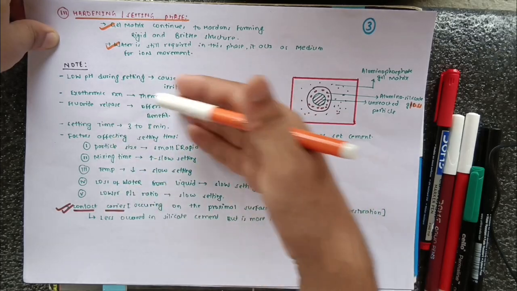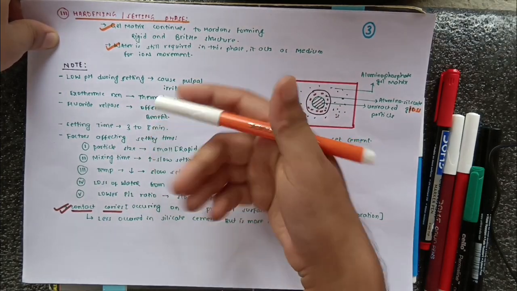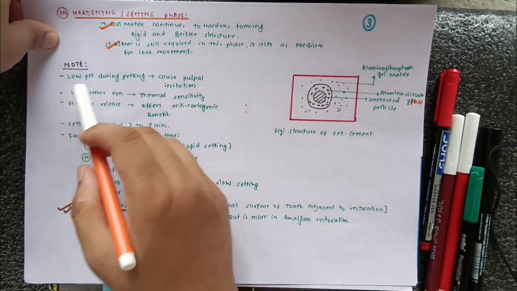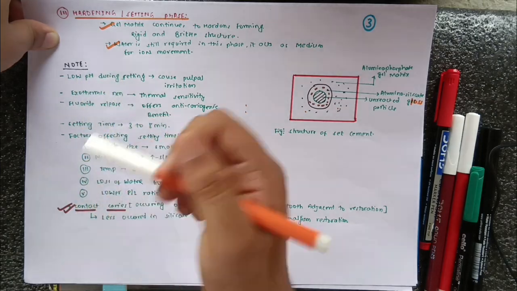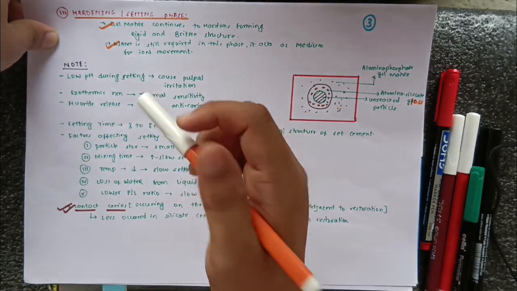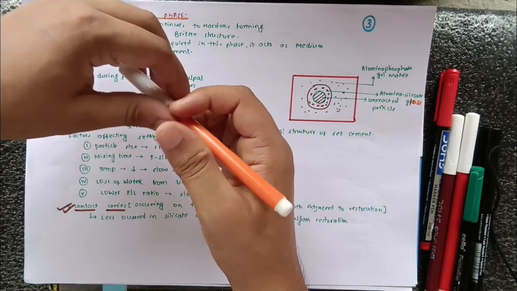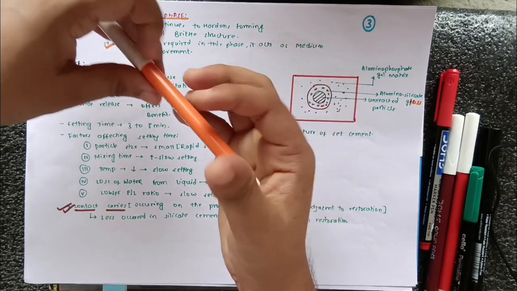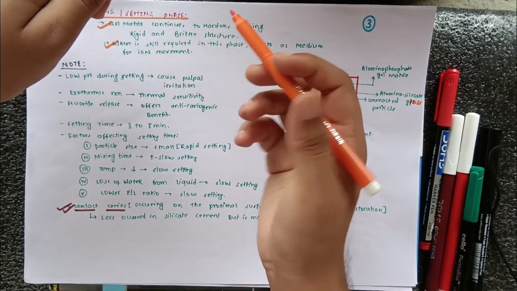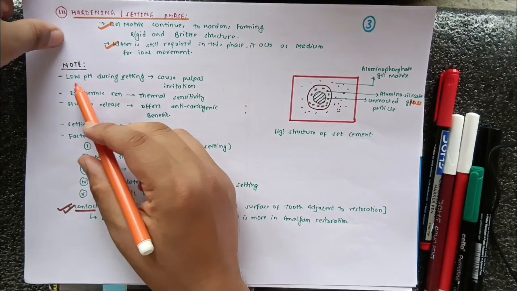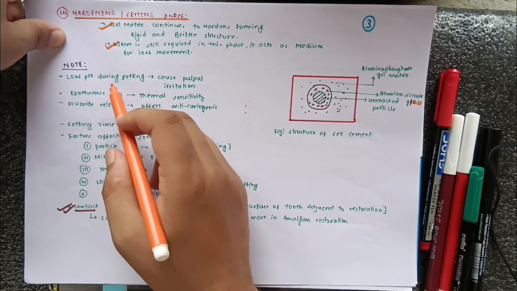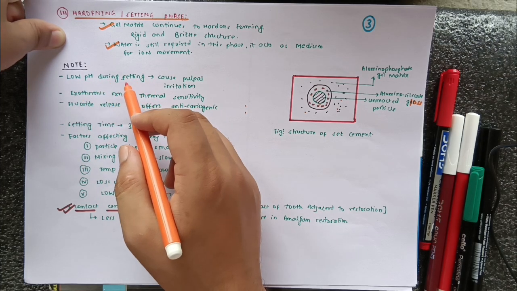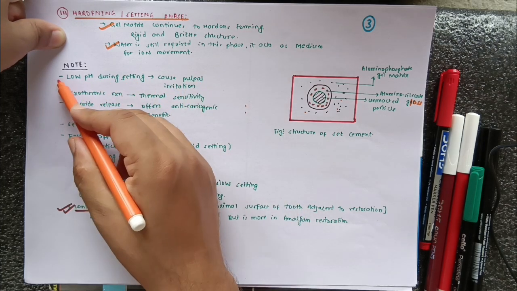Now after I have completed this setting phase reaction, I will discuss the notes. They are very important points, so they can be directly asked in the viva. As we know, there is a low pH, it is more acidic. It is a highly acidic cement that we have, so it has a low pH during setting, and due to its low pH, it causes pulpal irritation.